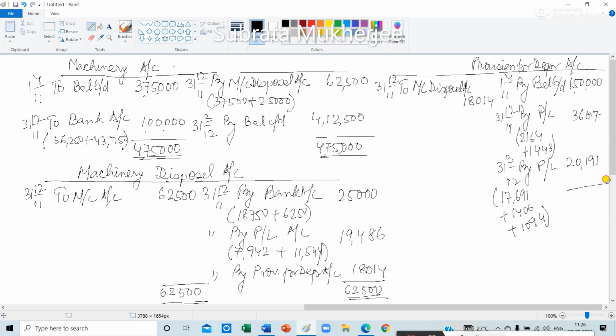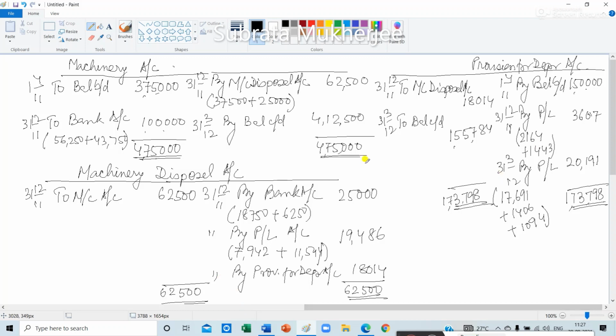The sum total of the depreciation on 31st March 2012 is 20,191. What is the balancing figure on 31st March 2012 in the provision for depreciation account? To balance c/d. If you add up the credit side, you will get 1,73,798. So the balancing figure is 1,55,784. You can cross check whether you have solved it correctly or not.